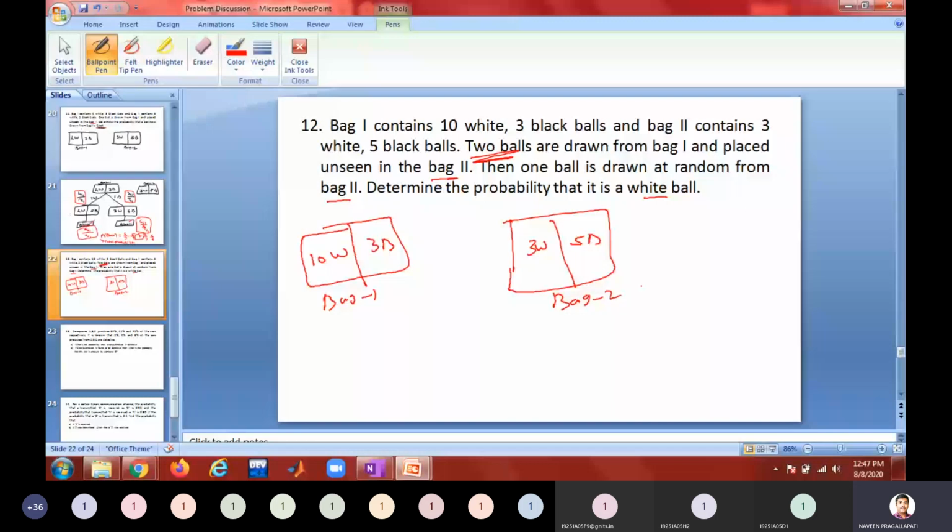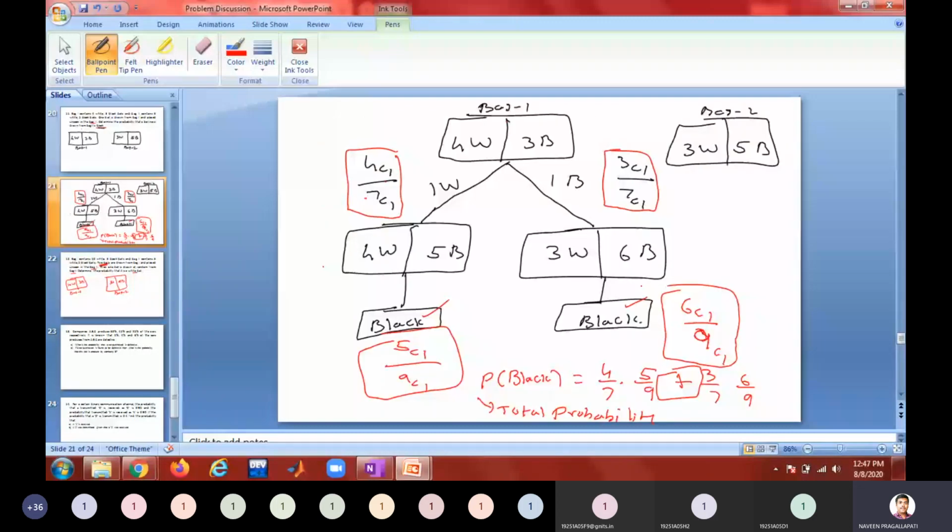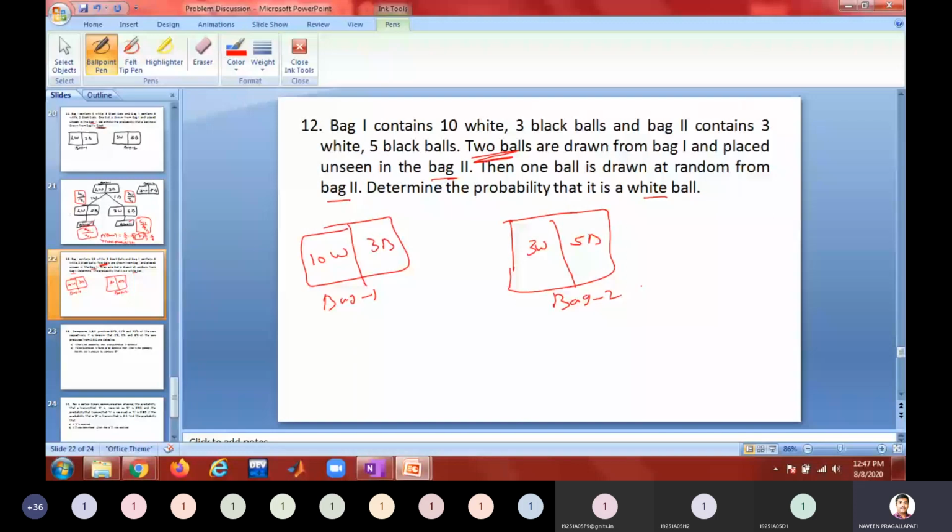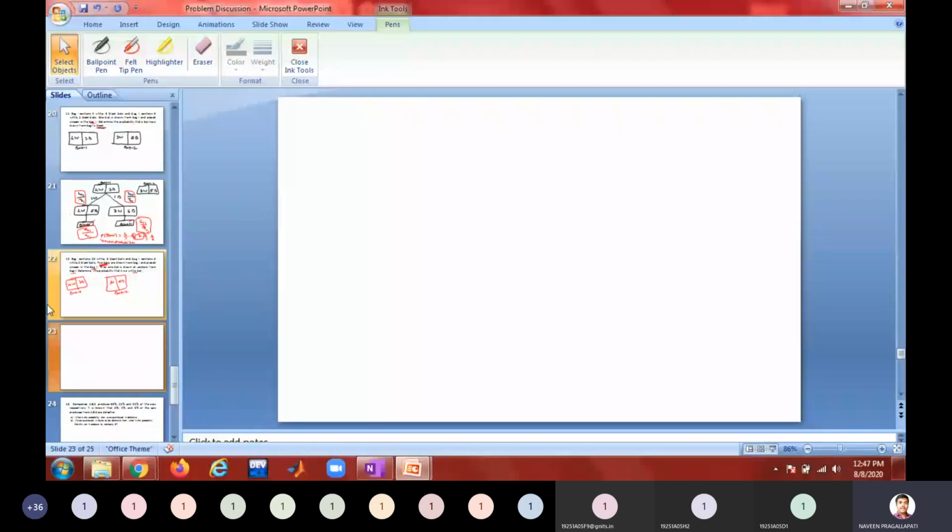Multiply the probabilities when you are walking along the path, and when you are changing the path, you just add the probabilities. Okay, so when two balls are taken from bag 1, both may be white, both may be black, or one white, one black. So how many branches will come now? 3 branches. Yes. Okay, that's it. So when you understand this point, you can do this problem very quickly.